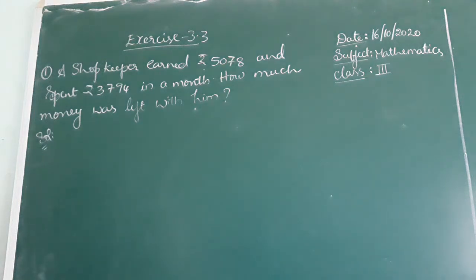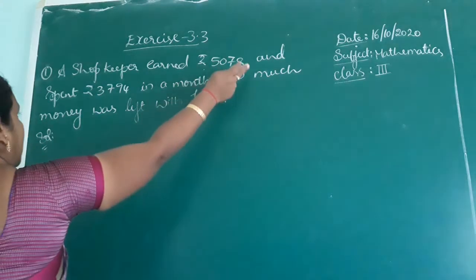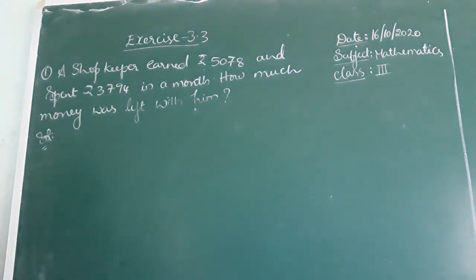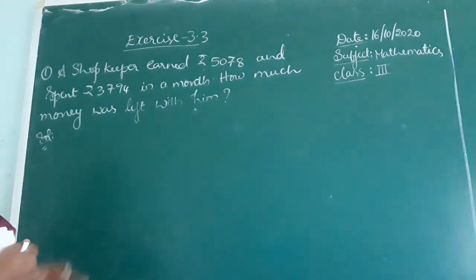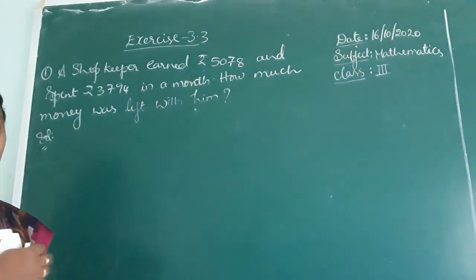See the question once again. I will read for you. A shopkeeper earned. That means he earned some amount in that month. What is that amount? 5,078 and spent. And for other articles purchasing or for other purposes, he spent 3,794 rupees in a month. How much was left with him? That means how much he saved.